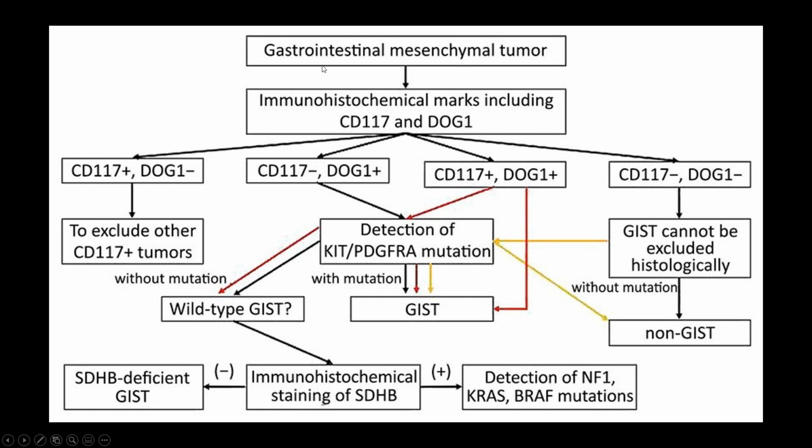So this is the flow chart. When we diagnose a GIST, we will look at immunohistochemistry markers. If it is CD117 positive and DOG1 negative, we exclude other CD117 tumors. And if it is CD117 negative and DOG1 positive, or CD117 positive and DOG1 positive, it is highly favorable for GIST. And then in turn we look for detection of KIT gene or platelet-derived growth factor alpha mutations. If it is negative for both CD117 and DOG1, then it may be a non-GIST case.